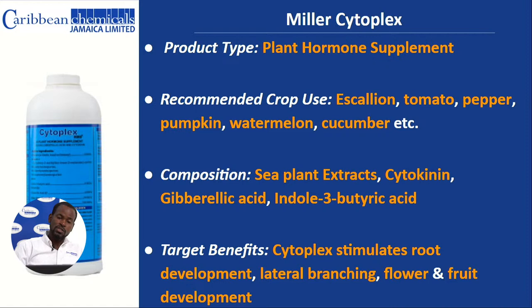One of the first ones is called Miller Cytoplex. And I'll tell you, farmers, if you don't have it as yet, ensure that you get your Cytoplex, especially if you're going into the warmer seasons. What this product is, is a plant hormone supplement. Let me break that down. Basically, this product contains a range of ingredients: your sea plant extract, your cytokinin as plant hormone, your gibberellic acid, and your auxin.